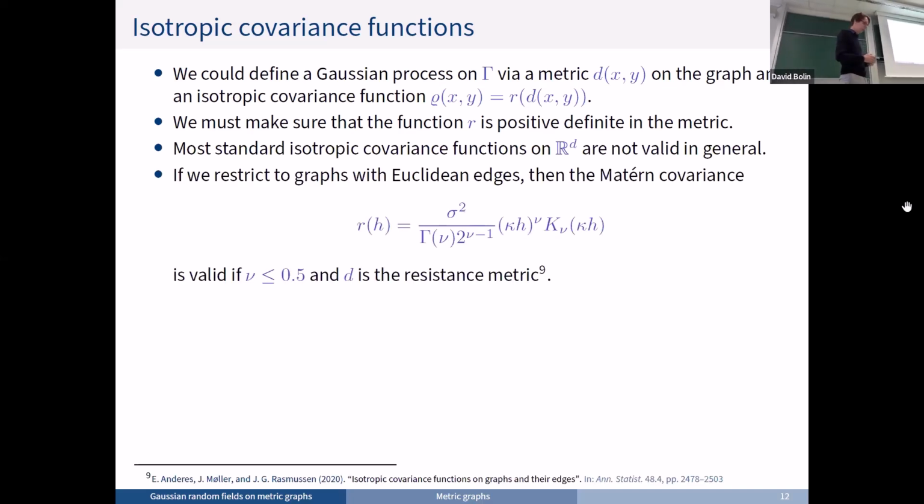There are some exceptions. One case where you can do this is if you restrict the type of graph you look at to something that is said to have Euclidean edges. It doesn't really matter what that is, but it's a subset of metric graphs. Then this Matern covariance that we saw before is valid if the smoothness parameter is at most a half, and if we use as the metric not the geodesic distance, but something known as the resistance metric. Again, it doesn't really matter exactly what that metric is, but it's essentially a distance inspired by electricity theory, where two points are close if you have many possible ways of going between them in the network.